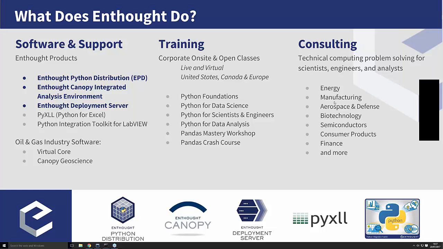Finally, on the left side, we have built a software stack. The Enthought products are organized in two different areas. First of all, the basic building blocks we really needed for supporting the consulting, and by extension also supporting our target customers. That started with the Enthought Python distribution, and then in 2012, the Enthought Canopy integrated analysis environment, the deployment server, and also connectors to help us interact with industry tools like Pixel, which is a Python connector for Excel, and the integration toolkit for LabVIEW.